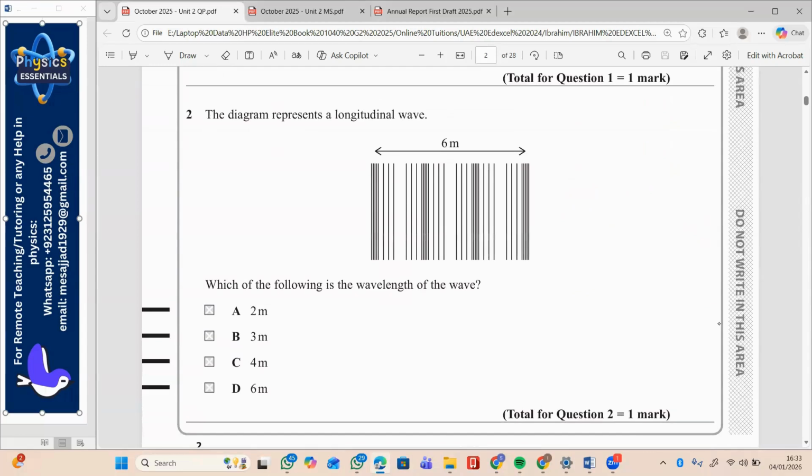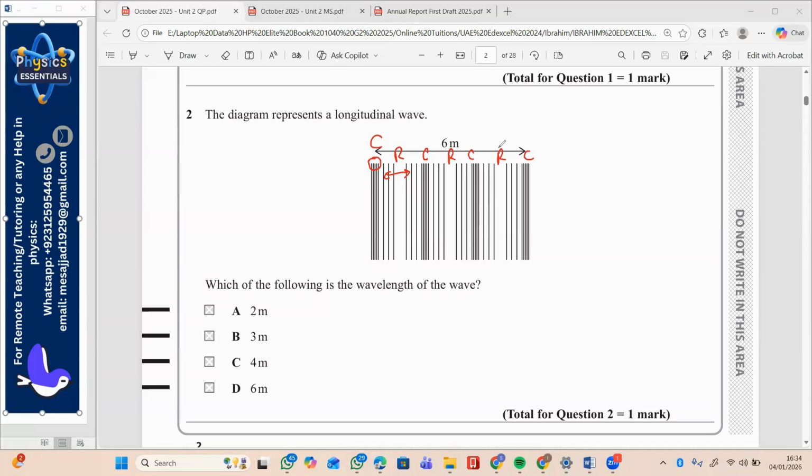The diagram represents a longitudinal wave. Which of the following is the wavelength of the wave? So it is a typical look of the longitudinal wave, and for the longitudinal wave, you know that where particles are close enough, the pressure is high. So this is showing up the compression, and this region where the particles are away, this is showing rarefaction, and this is again compression. This is again rarefaction, compression, rarefaction, and compression.